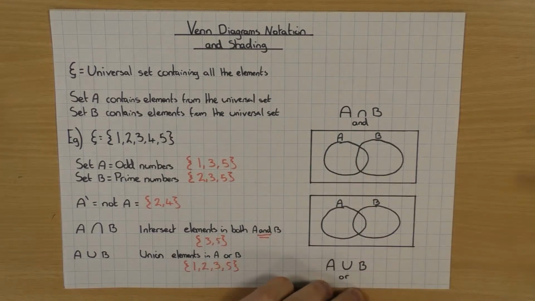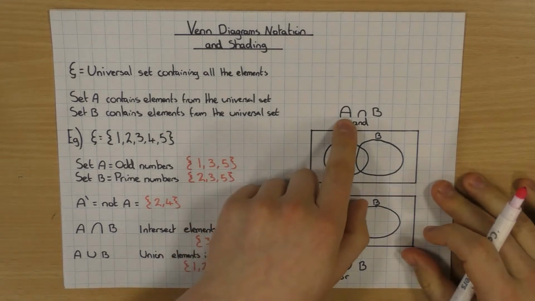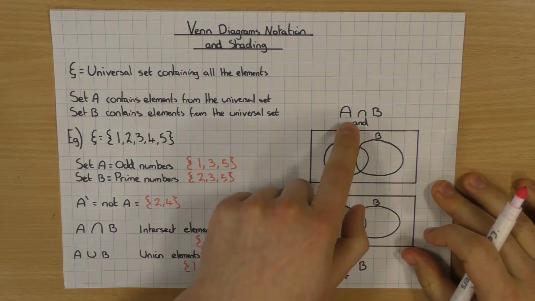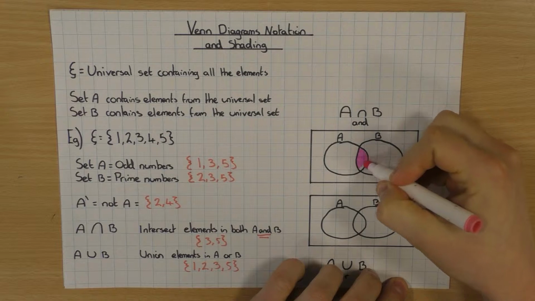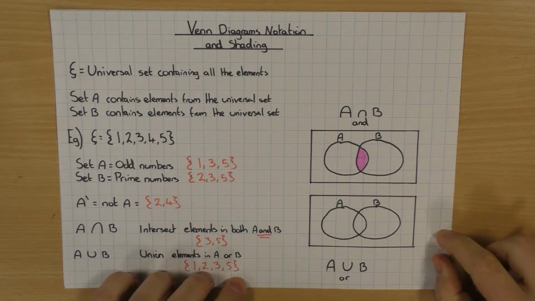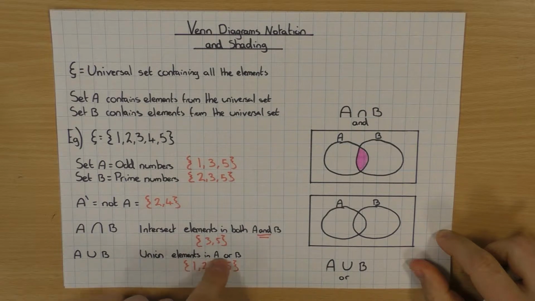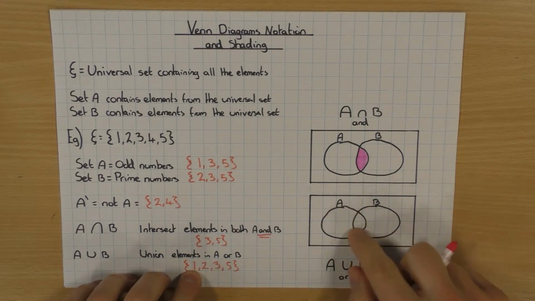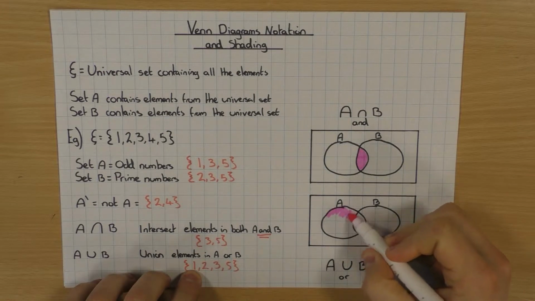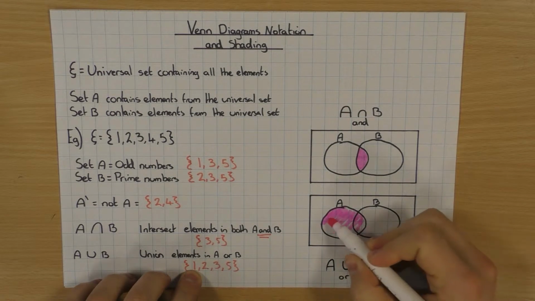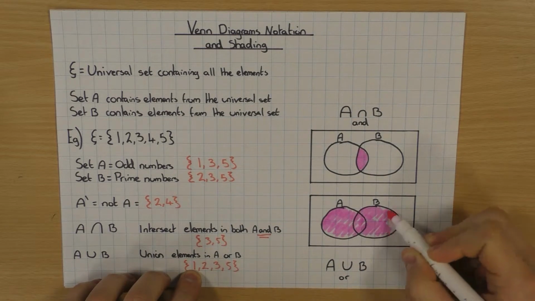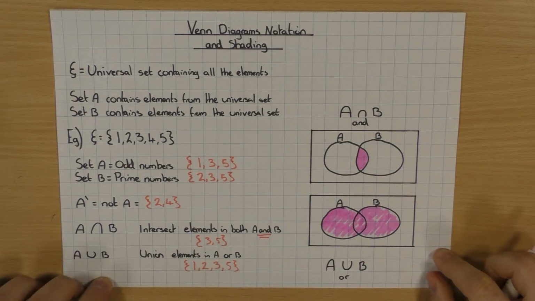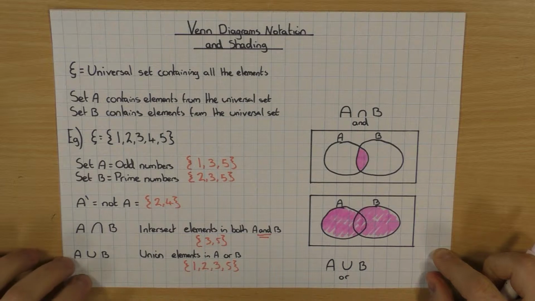And what you might be asked to do is to shade in the areas that this refers to. So A and B is the elements that are in both A and in B. Well, you might remember that's going to be this section here in the middle. Now this one here, the union, or, is going to be everything in A and everything in B. So if you shade it, you're just including everything in set A and everything in set B like that. Okay, obviously you can colour yours in a bit neater. I'm just going to do mine a bit quicker.